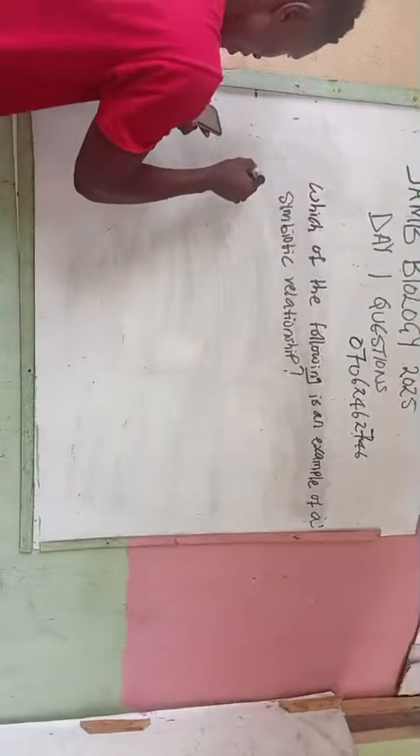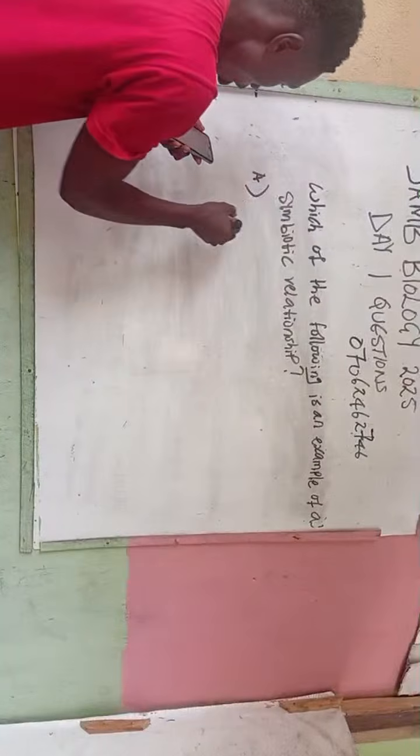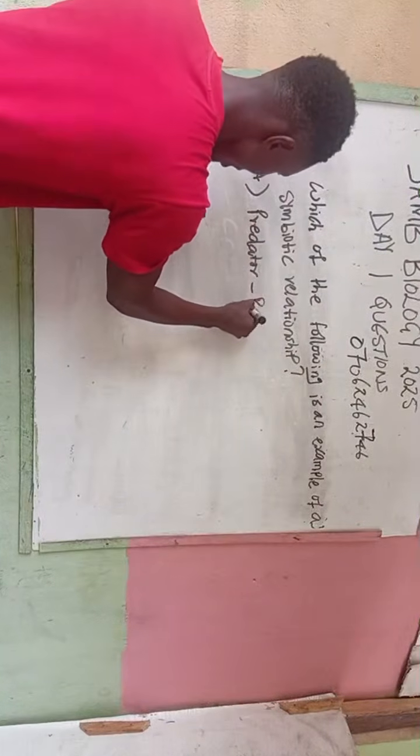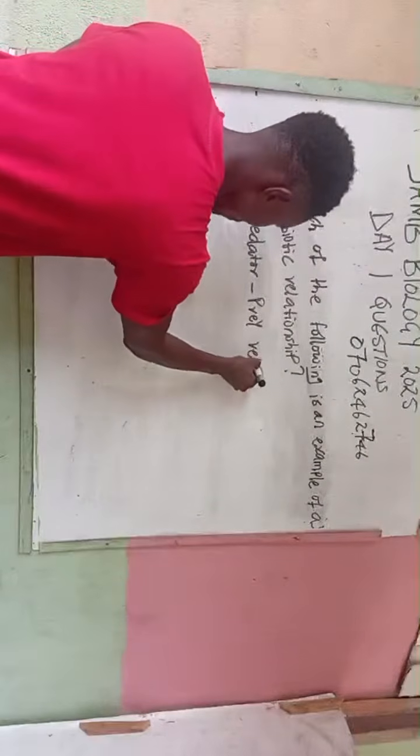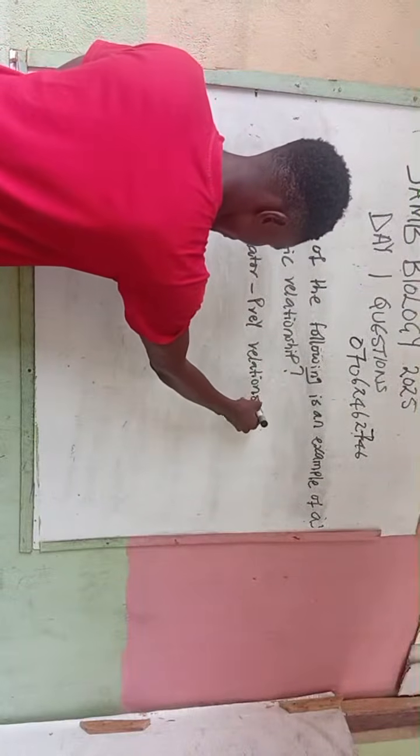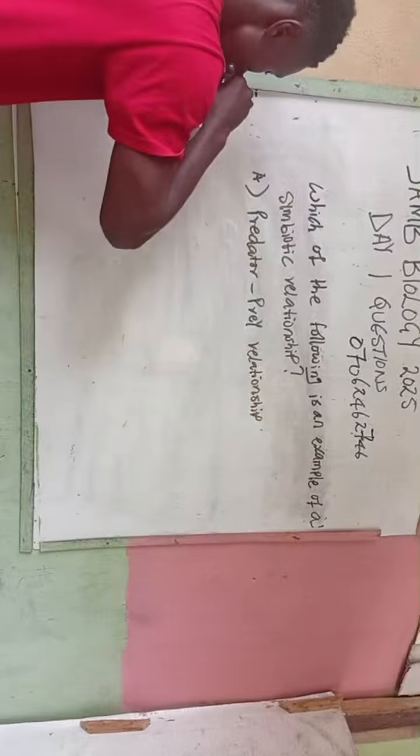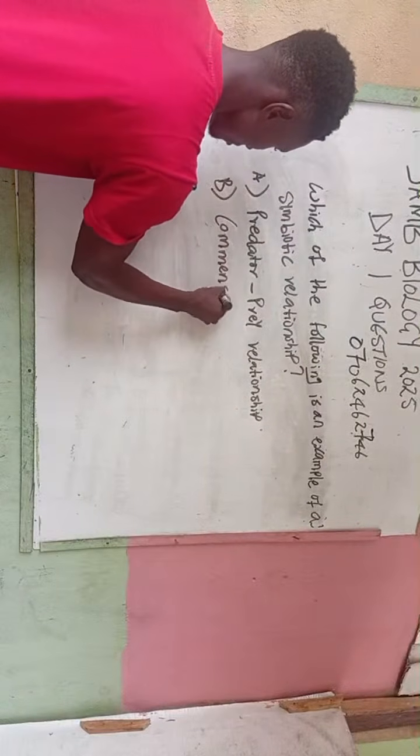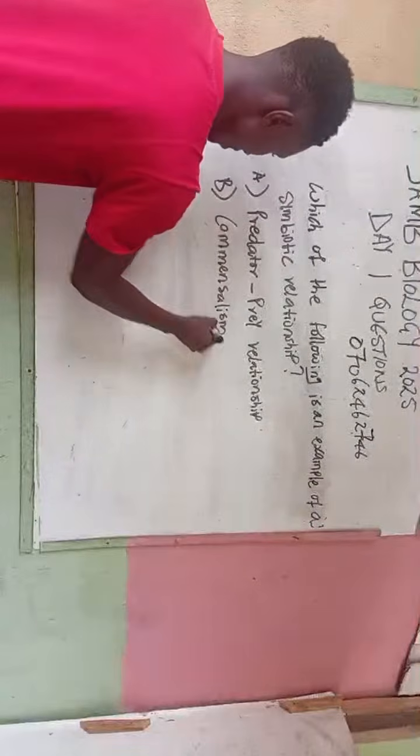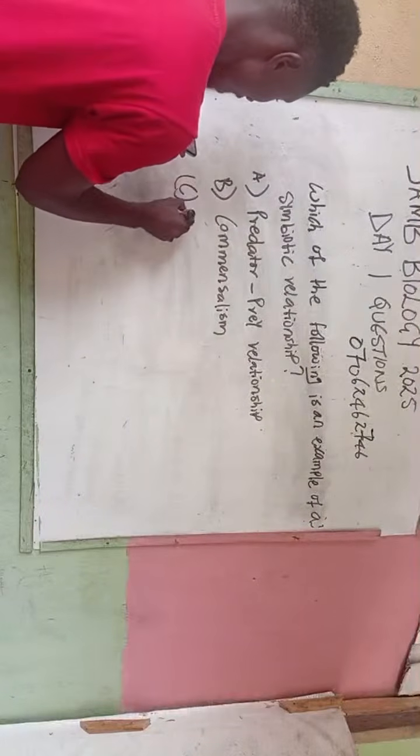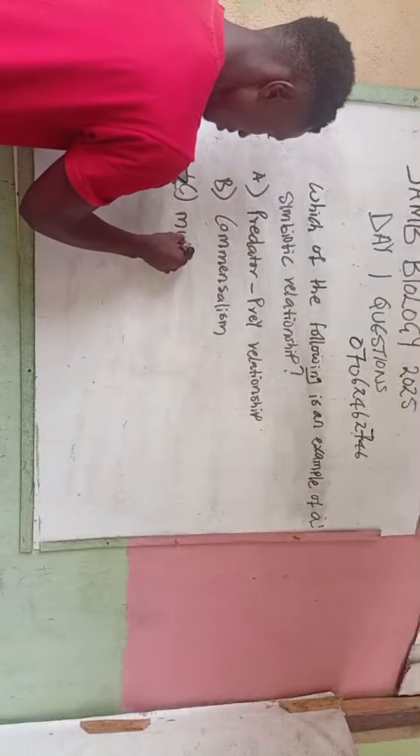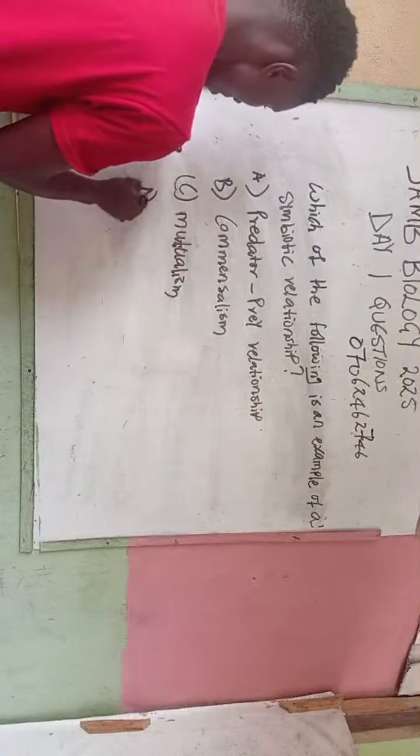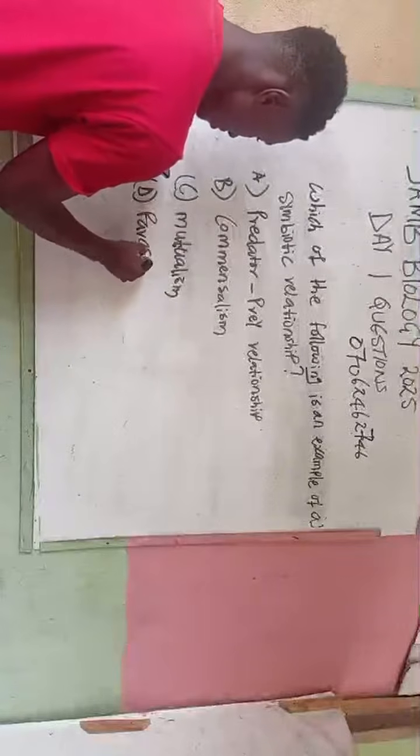We have A, the predator-prey relationship. We have B, commensalism. We have C, mutualism. And we have D, parasitism.